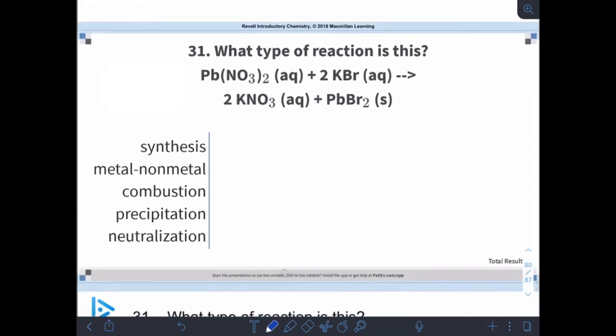All right, moving quickly through our last few slides here. We're almost to the end. So what type of reaction is this? So looking at what we have, two aqueous things. And they do a double displacement, don't they? The potassium goes with the nitrate, the lead goes with the bromine. Okay, so we could just simply say double displacement. All right, but that's not one of our choices. So another thing to notice is the formation of a solid. And when we form a solid, we are making a precipitate. So it's a precipitation reaction.